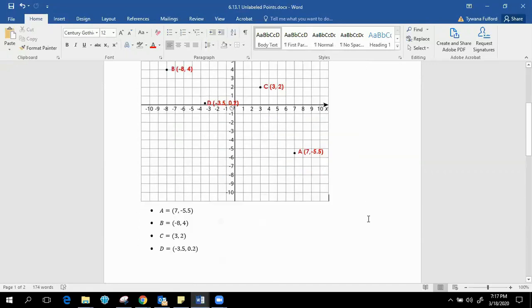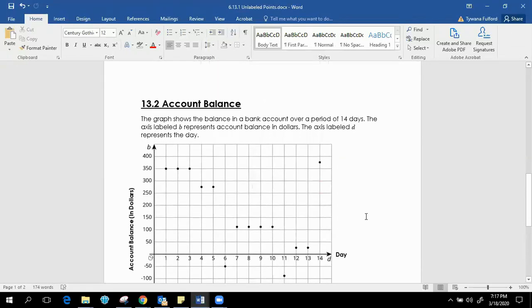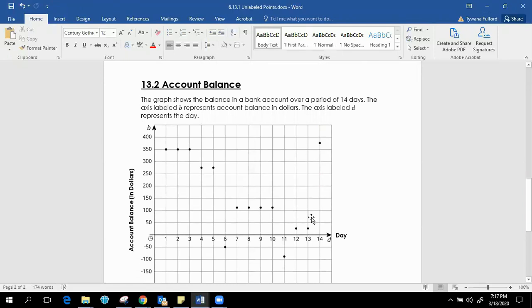Ordered pairs in the coordinate plane. So let's continue on with your lesson for today. Looking at the coordinate plane, we're going to now apply context to it.